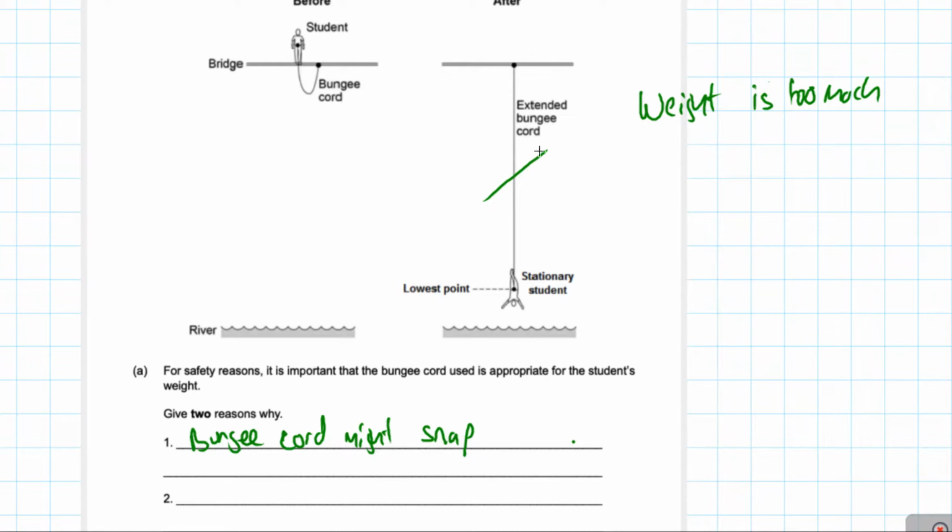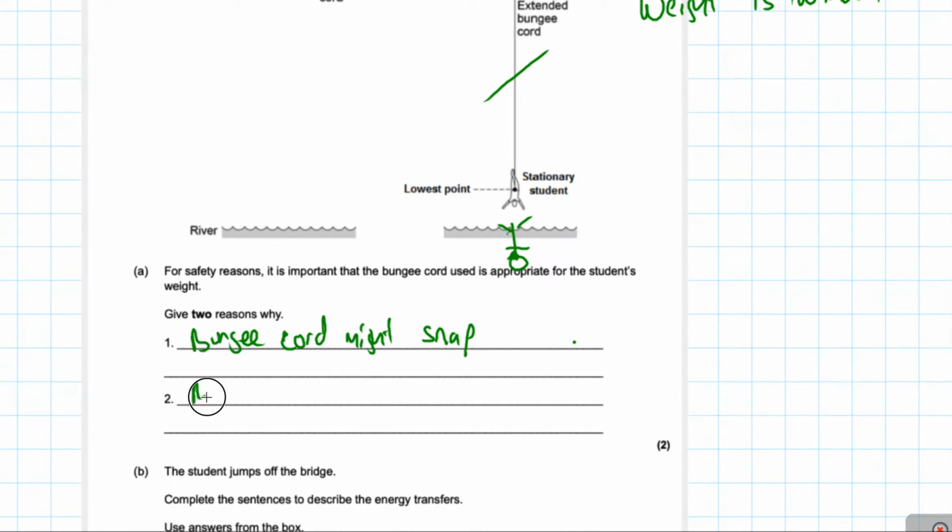The second one is that the bungee cord might extend. If it continues to extend further, the bungee cord might extend so much that the student ends up down here in the river. So they're the 2 reasons why a bungee cord must be appropriate for the student's weight. First of all, it might snap. Second of all, it might extend too much and the student ends up in the river anyway.